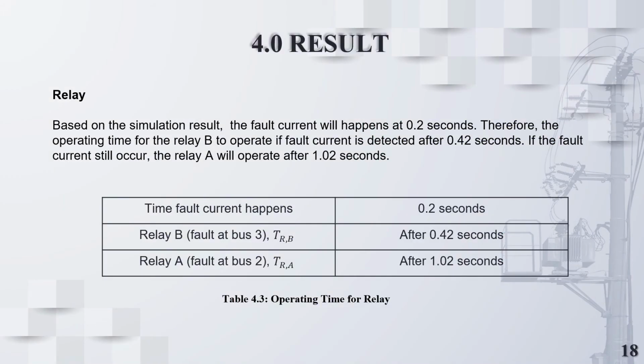So this is the simulation part for relay operation. Based on the calculation of CT selection for bus 2 and 3, Table 4.2 shows the operating time when the fault current is detected. The fault current happens at 0.2 second. Relay B starts to operate after 0.42 second, at which the current reaches 0 ampere. But relay A will start to operate after 1.22 second if relay B fails to operate. After 1.22 second, the current fluctuates to 0 ampere, which shows relay A is in open circuit. The relay at bus 2 will act as a backup protection against overcurrent.